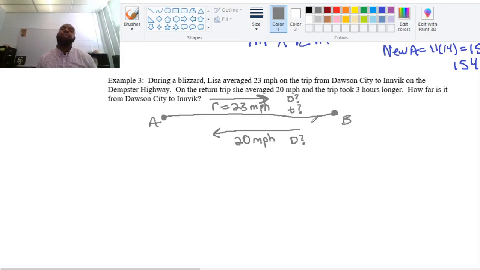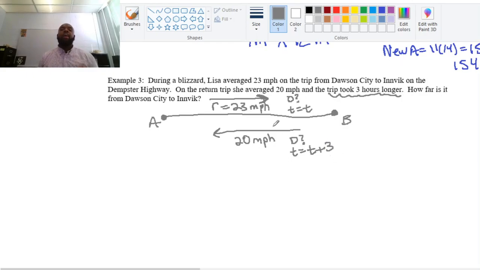And I don't know the time, but they do give me a little information about the time, right? It took 3 hours longer than it did on the way there, right? So it's giving me the time as if I already know how long it took her to get there. That's a sign that that's going to be a very important variable in your equation. And so I'm going to let t be my variable. And so then I can write the time that it takes her to go back to Dawson City as however much time it took initially plus 3.